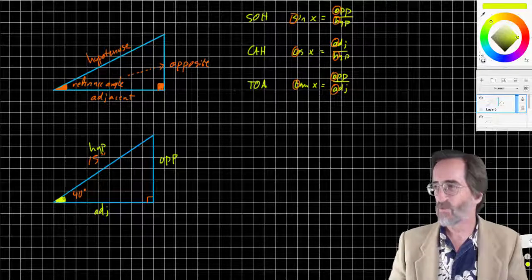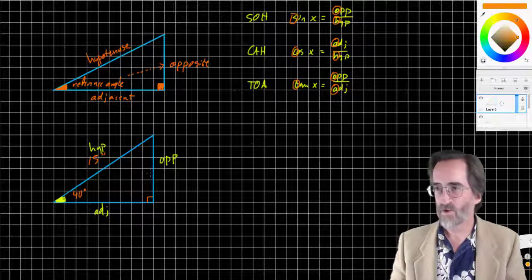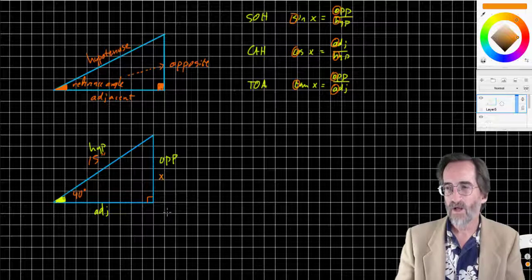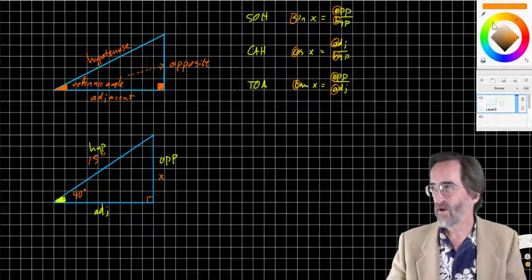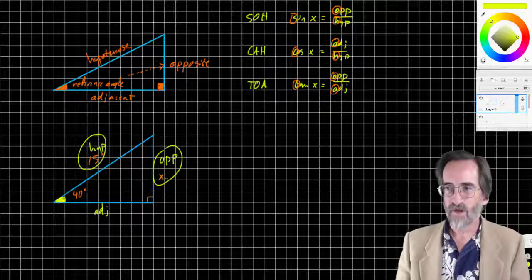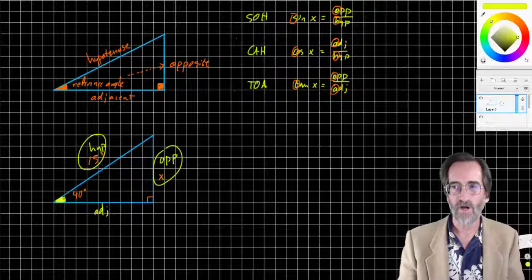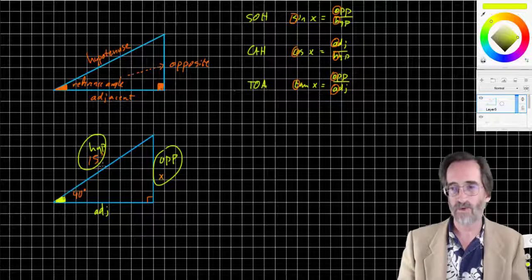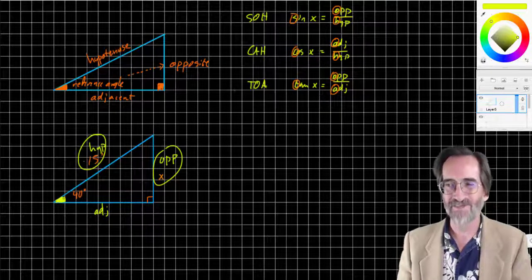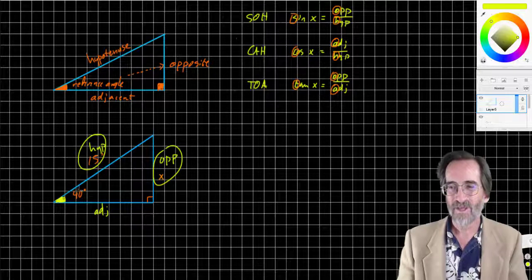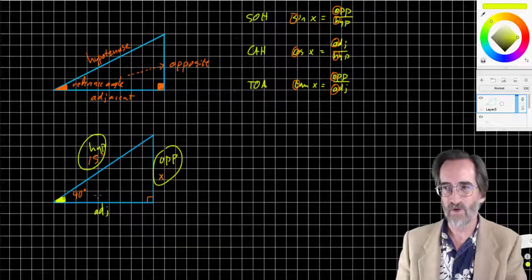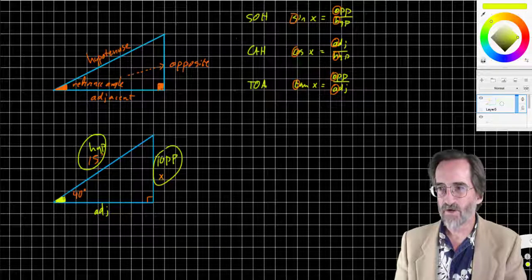And let's say I want to find the short leg of this triangle here, X. So I have identified the opposite and the hypotenuse. The opposite is the side that I'd like to know. The hypotenuse is the side that I do know. And that combined with the 40-degree angle allows me to write the following equation. Which trig function ends in OH?